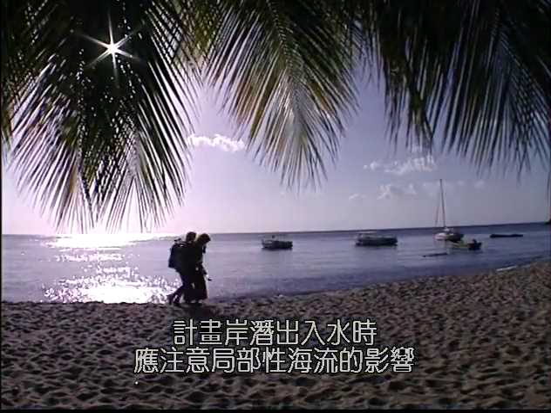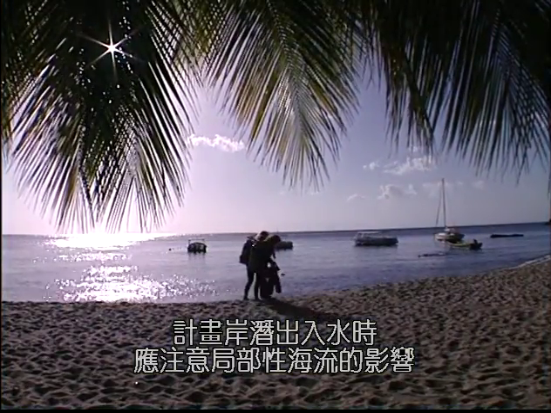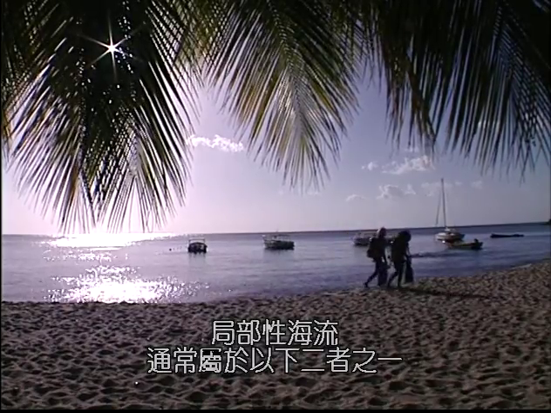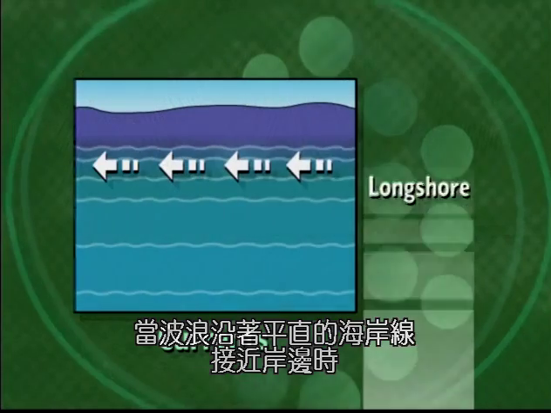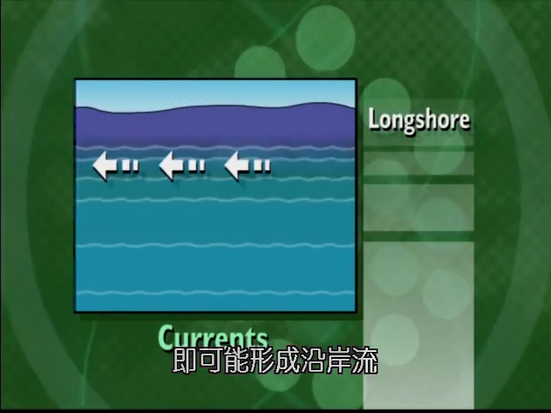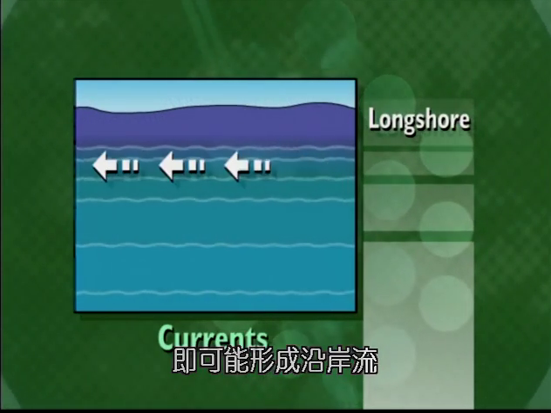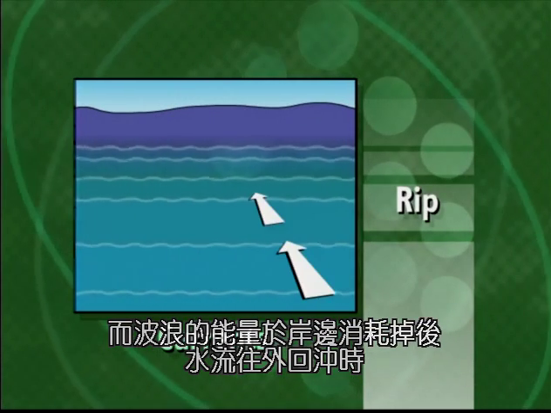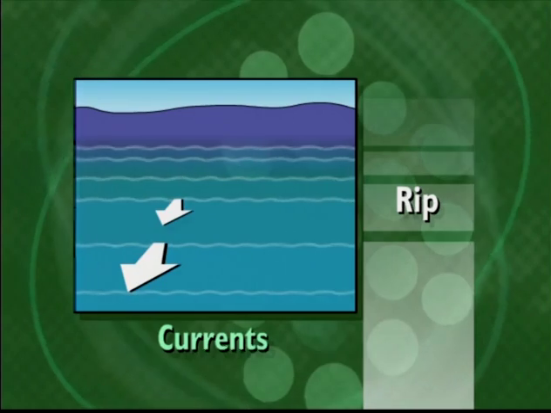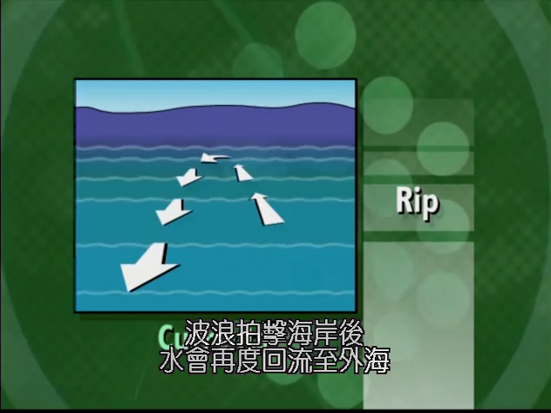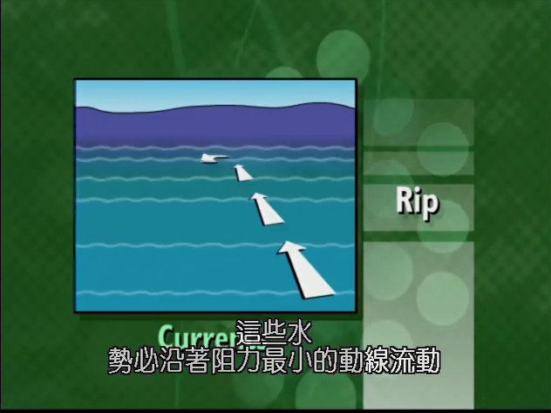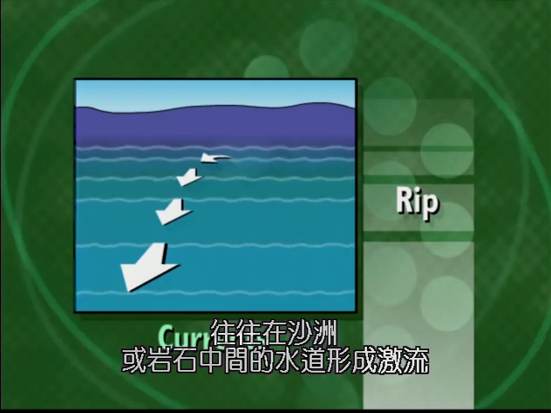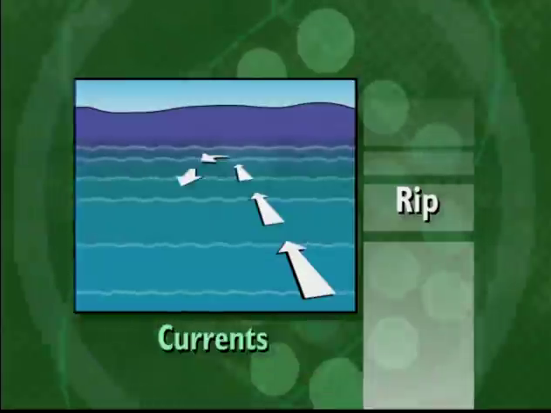Shore divers should also be aware of localized currents when planning entries and exits. Localized currents are usually one of two types. Longshore currents are created when waves come on shore along a stretch of straight beach line. Rip currents are really the backwash of the wave action as their energy is expended on shore. As the water moves back out to sea after striking land, the current is created along lines of least resistance, such as a channel in the sand or rocks.